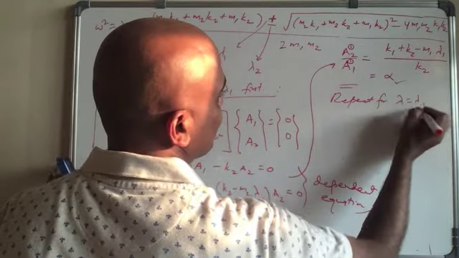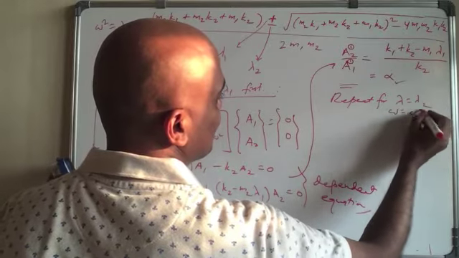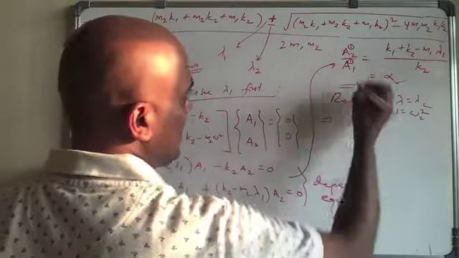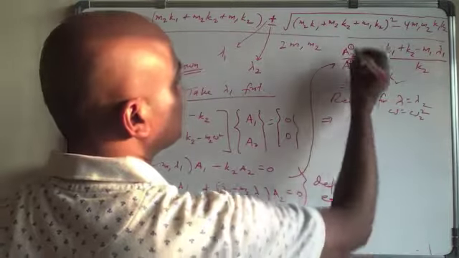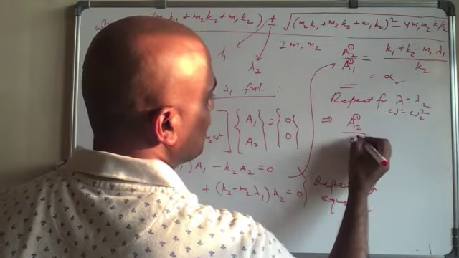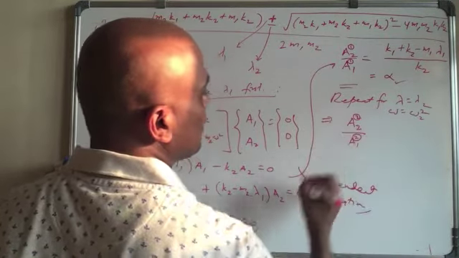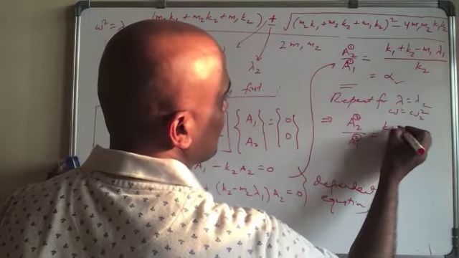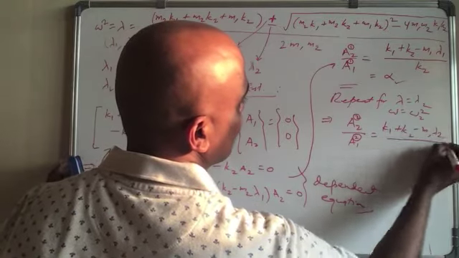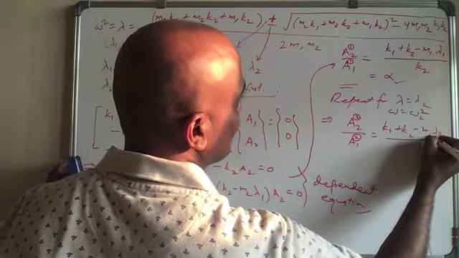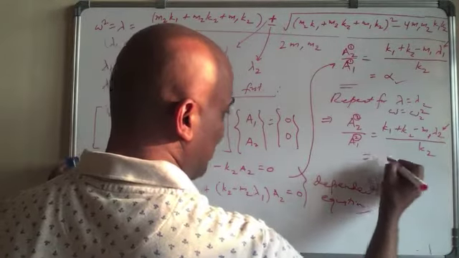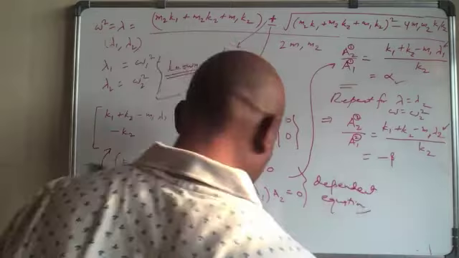for lambda equal to lambda 2, or omega equal to omega 2 squared, and then similarly you will get a2 over a1, for the second mode, equal to (k1 + k2 - m1 lambda 2) divided by k2. So you will have lambda 2 here and lambda 1 there, and this we call minus beta.